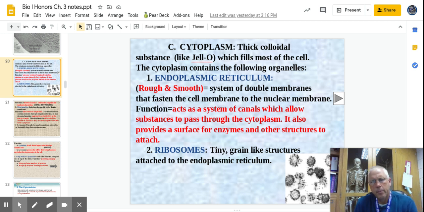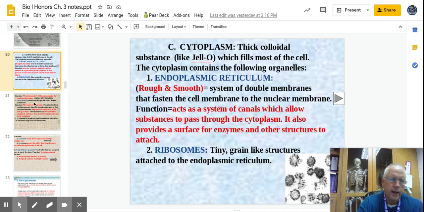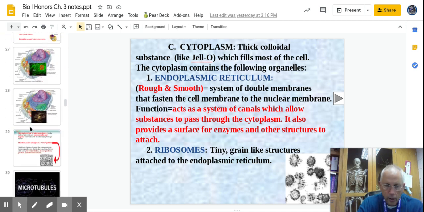So inside the cytoplasm is the endoplasmic reticulum. There's a rough and there's a smooth, okay? They do the same thing. They're a canal system. I used this analogy in my class yesterday. If you fill a room full of Jell-O and you had to walk across the room, it would take you a while. Sometimes we've got to get things into the cell super fast, and it doesn't have time to wade through the Jell-O.